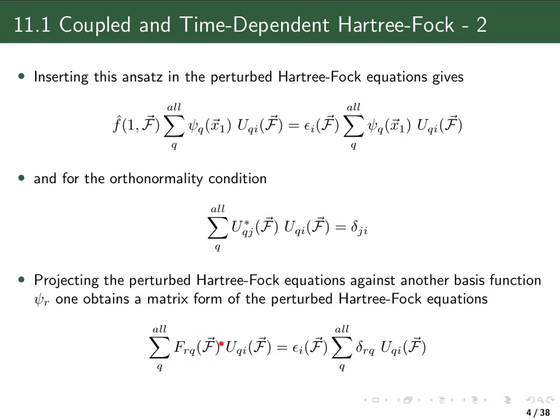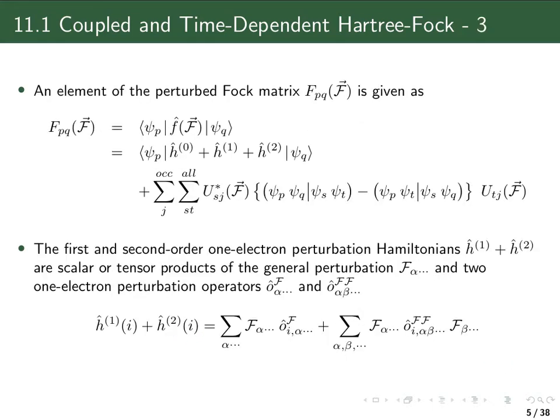Let's now have a closer look at this perturbed Fock matrix. The elements of the perturbed Fock matrix are these kinds of integrals where we have two unperturbed spin orbitals and the perturbed Fock operator. Now the perturbed Fock operator has several contributions. It has, of course, the normal core Hamiltonian, H zeroth order, which is the kinetic energy term and the electron-nuclear attraction term. Then it will have our first-order and second-order perturbation operators, as we have derived them in chapter 2.